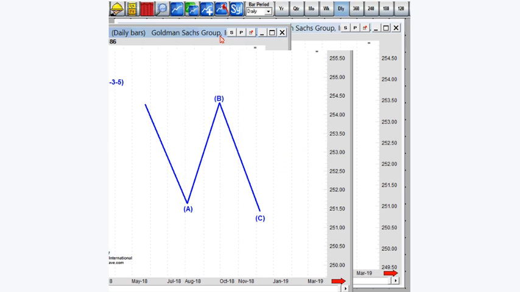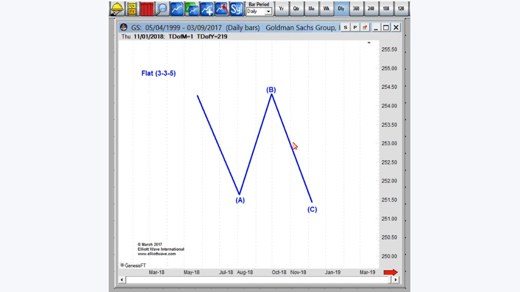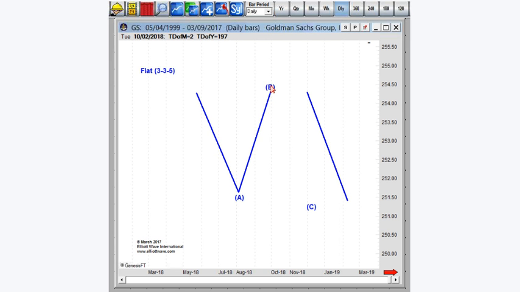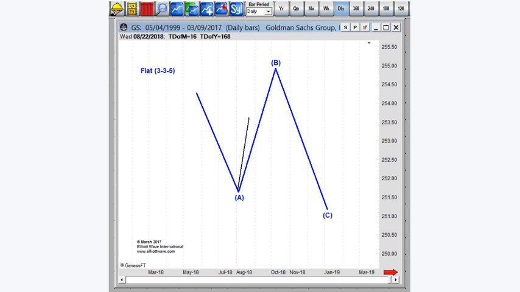For example, if we go back to the flat structure right here, there's a variation to the flat pattern, referred to as an irregular or an expanded flat, and that occurs whenever wave B terminates beyond the origin point of your wave A. So the structure would look something like this, where you have a 3-wave move down in wave A, and then a 3-wave move up in wave B to a new extreme, and that 3-wave advance would look something like this. And then you would see your 5-wave decline in wave C, again marking the culmination of the overall corrective structure. So basically this is simply a 3-wave move to a new extreme. This is a variation of the actual flat pattern referred to as an expanded flat.